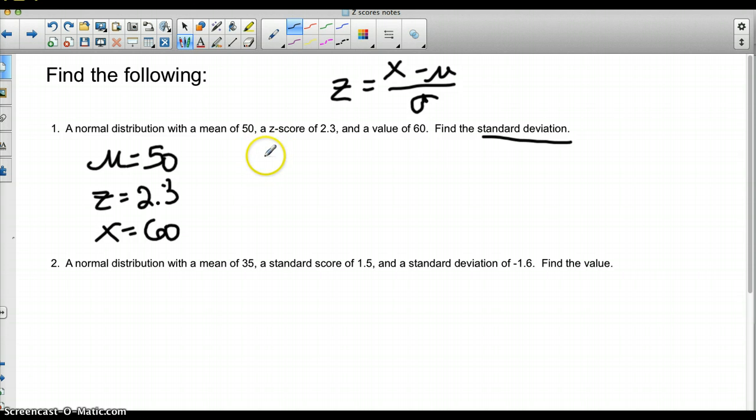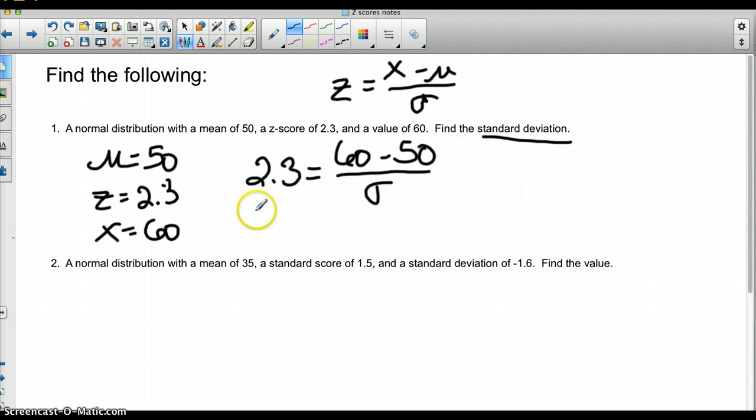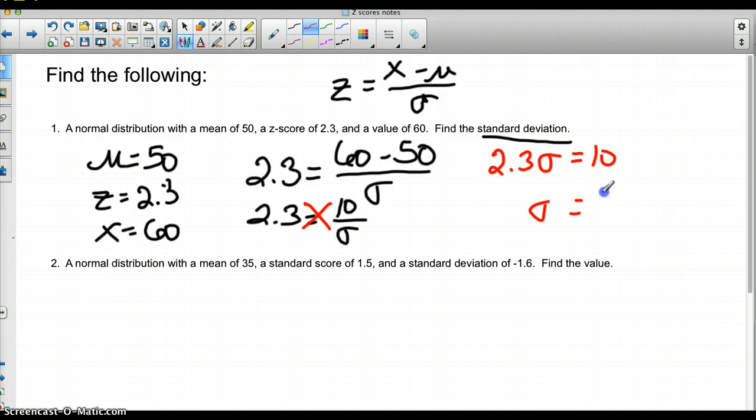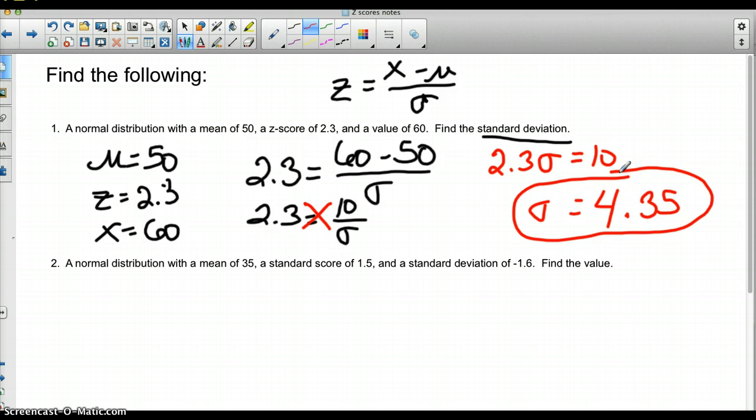So just substitute in. So you have 2.3 equals your x, which is 60, minus 50 over the standard deviation, which we don't know. In order to simplify the numerator, 2.3 equals 10 over the standard deviation. What do you do to solve? Cross multiply, so essentially you have 2.3 times the standard deviation equals 10. Do your division, and you end up getting your standard deviation equals 4.35. And again, start using 2 decimal places for when you're doing your calculations.